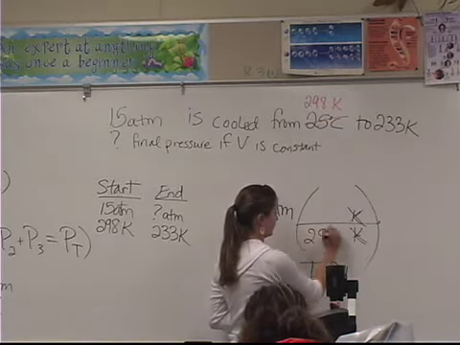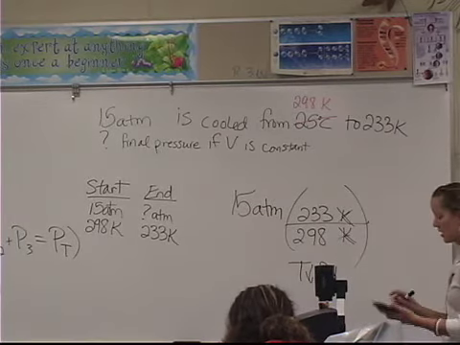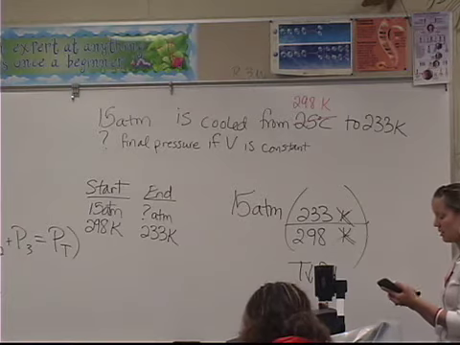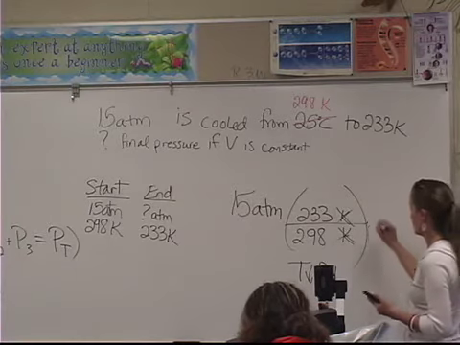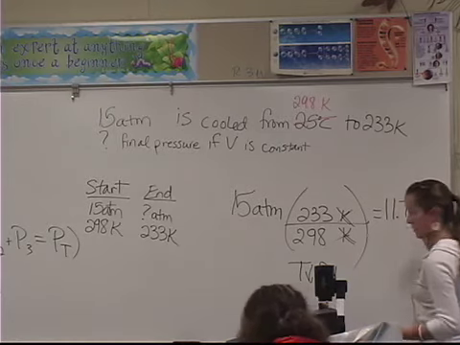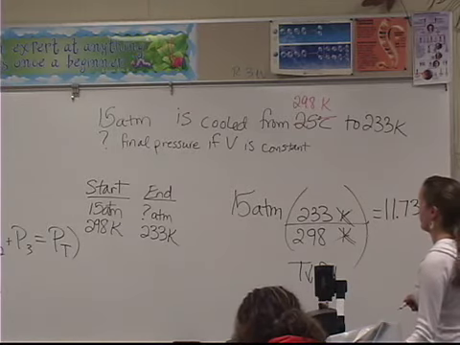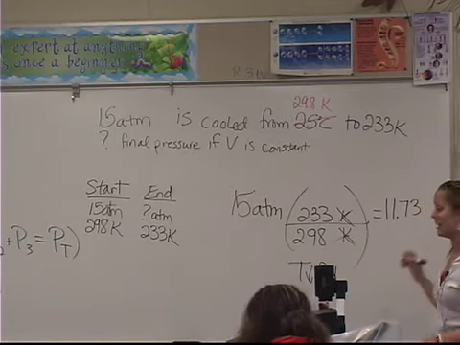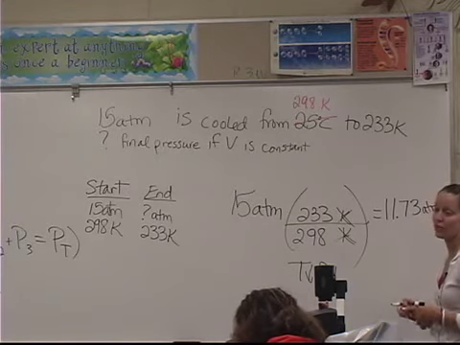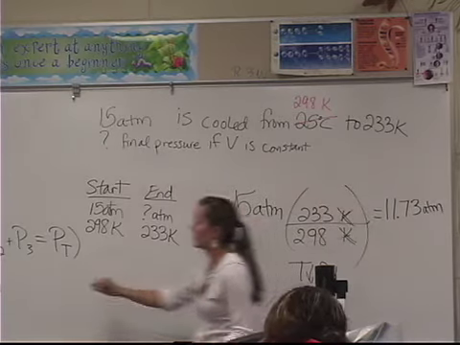There's a number on the top, you multiply. Number on the bottom, you divide. So this says take 15 times 233 divided by 298. 11.73 what? atm, because that's the only label that didn't cancel. And the question says, what's our final pressure? Pressure has to be atm.